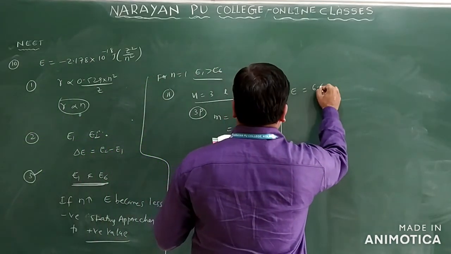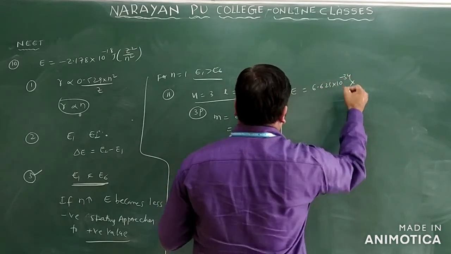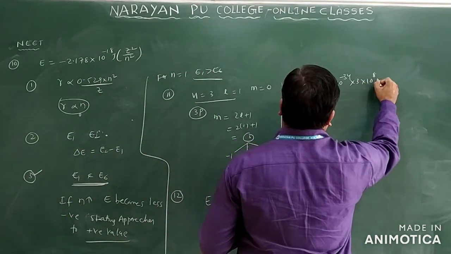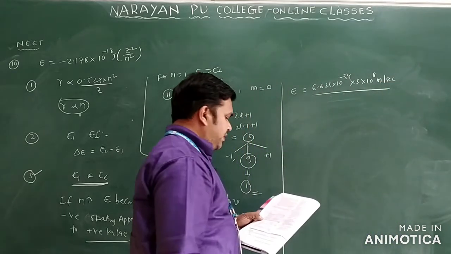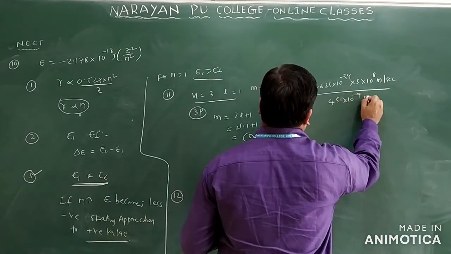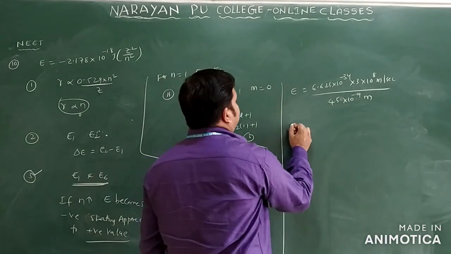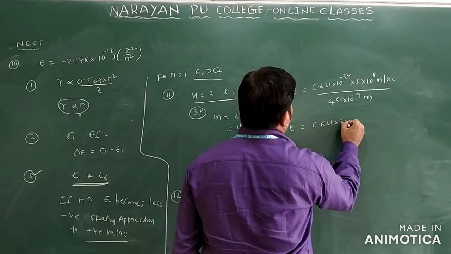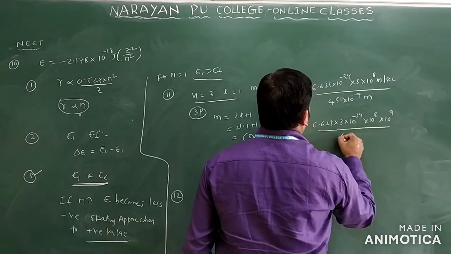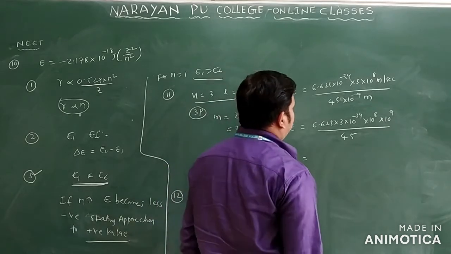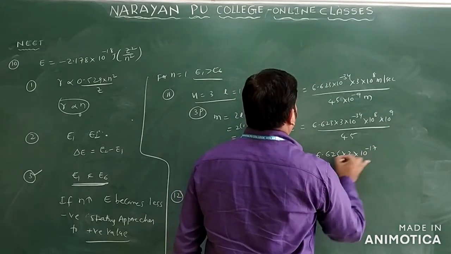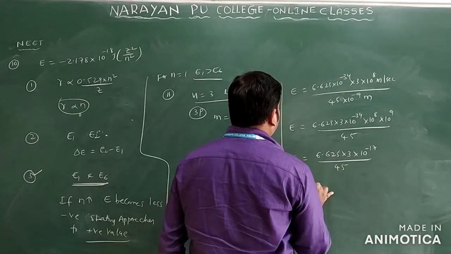E = 6.625 × 10^-34 × velocity of light, which is 3 × 10^8 meter per second, divided by lambda, given as 45 nanometers. So 45 we write in the form of meters: 10^-9 meter. So E = 6.625 × 3 × 10^-34 × 10^8 × 10^9 divided by 45. You can do the simple multiplication here: 6.625 × 3 × 10^-17 divided by 45.